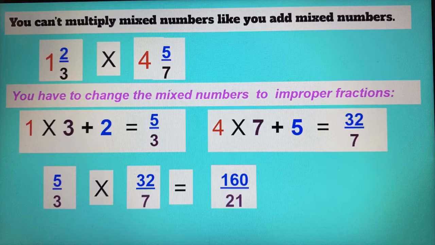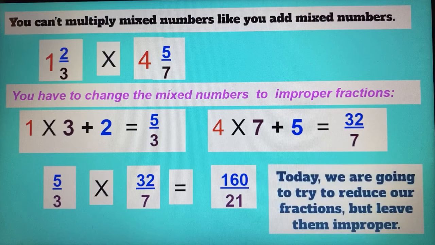160 is even, but 21 is odd. And the only numbers that go into 21 are 3, 7, and 21. And they don't go into 160. So we're going to stop there. And today we're going to try to reduce our fractions, but leave them improper. So a lot of your answers are going to look like that.